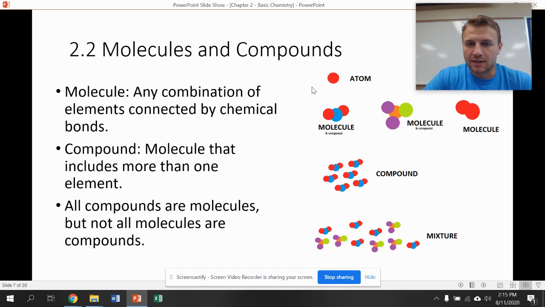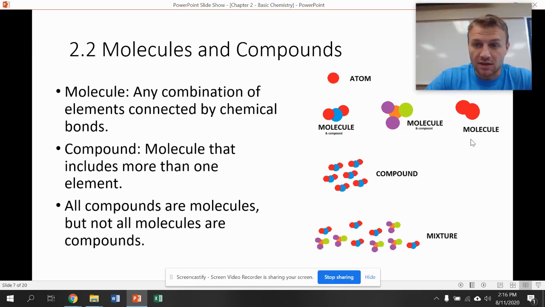So you can see here on the right hand side, we have atoms, we have molecules, and we have compounds. You can see a molecule can be made of the same element. This is technically a molecule, but not a compound. You can see different elements making up this molecule slash compound. Since there are different elements in this molecule, it also makes it a compound.